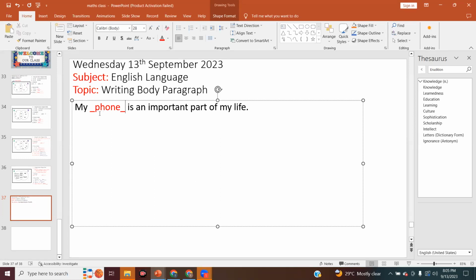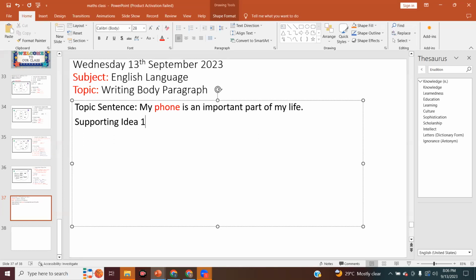The first thing you have to start off with is a topic sentence. So your topic sentence would be something like, my phone is an important part of my life. That's your topic sentence, right? Good. Again, I'm teaching you how to write a paragraph. The first thing you would have is a supporting idea. Oh, I spelled this wrong. Supporting idea. After you give the topic sentence, you need a supporting idea.